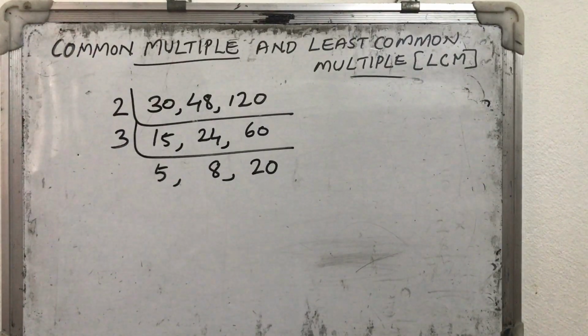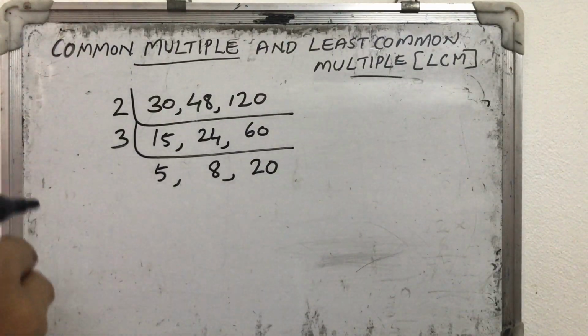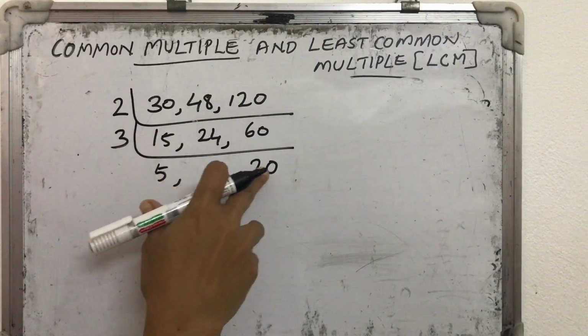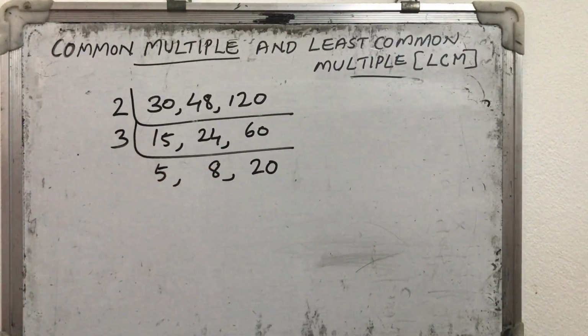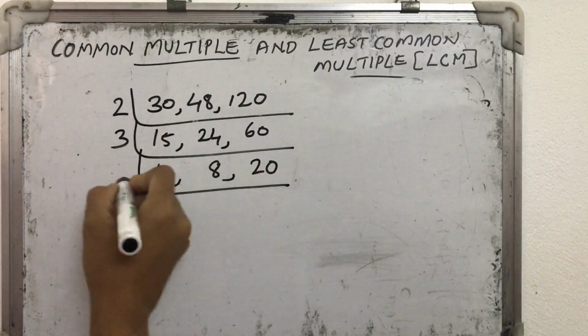Any common factors for these 3 numbers? No. So here we can take any other prime number which is divisible by at least 1 or 2 numbers. Here, these 2 numbers 8 and 20 are divisible by 2. So we can divide by 2.